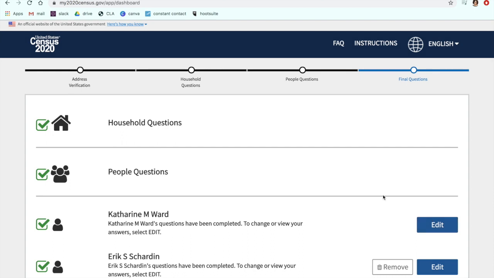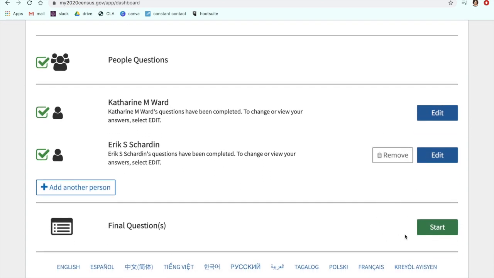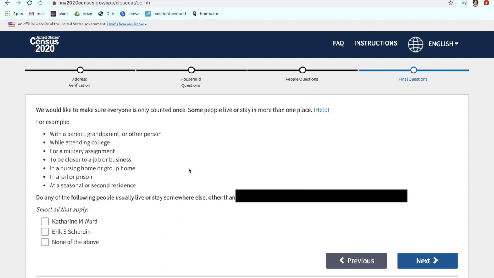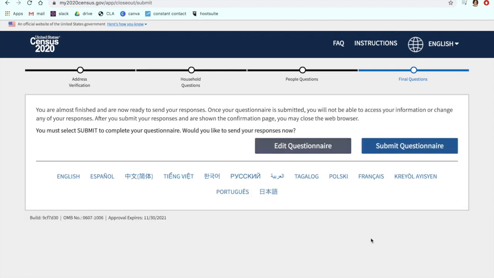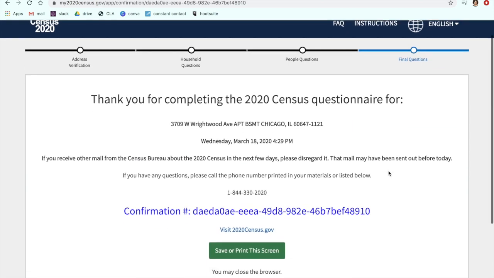So that's how we'll do those things. Now we're going to talk about the final question. We want to make sure everyone is counted, and they're checking again. Do any of the people usually live somewhere else? This would be if you have a daughter or son that's in college. Both of us live here full time, so none of the above for us. So now we're finished, and if you need to edit and go back and check, you can edit. Otherwise, we're going to submit the questionnaire, and we're finished.